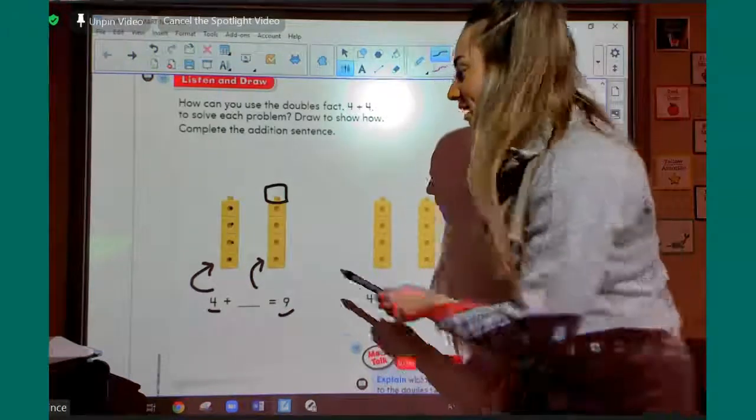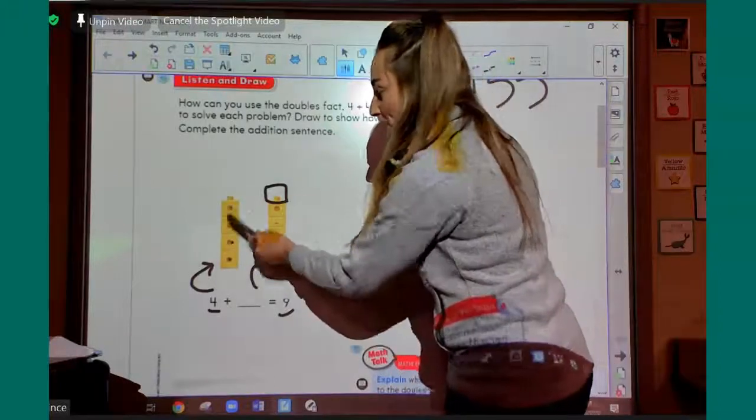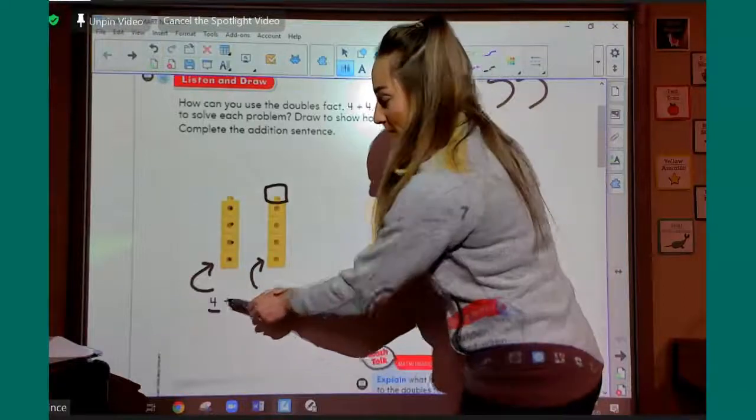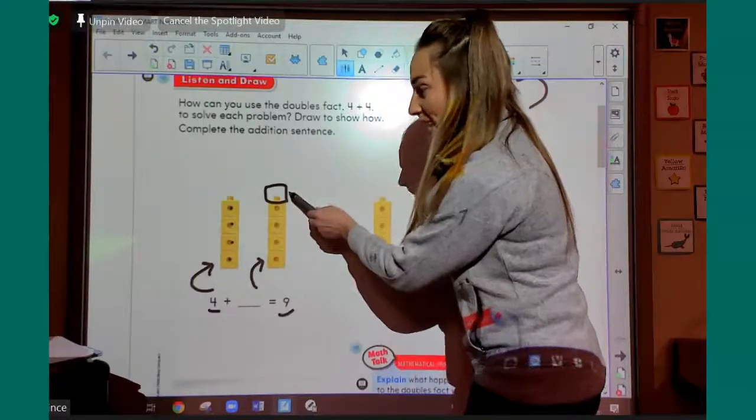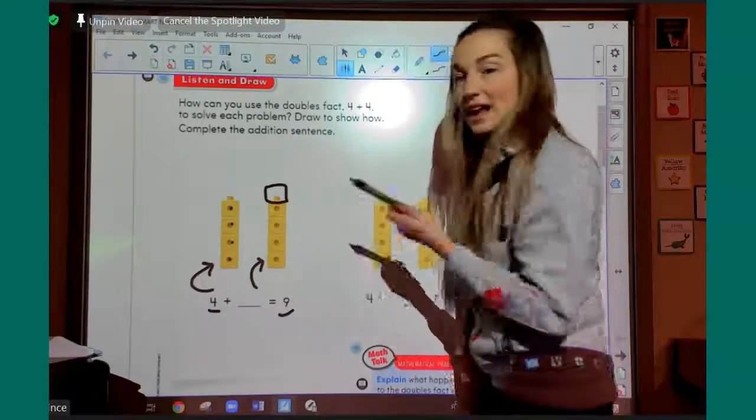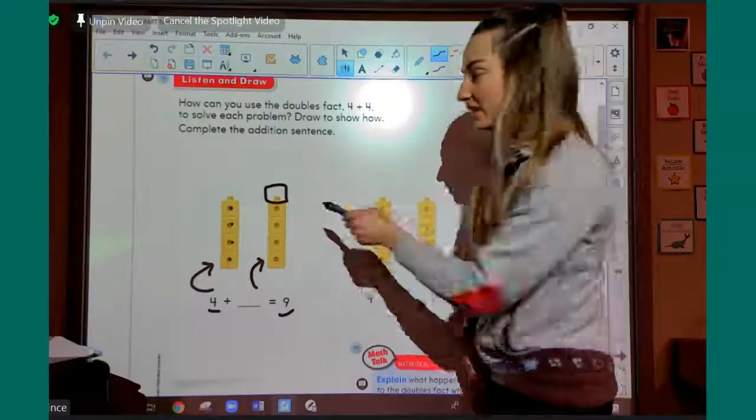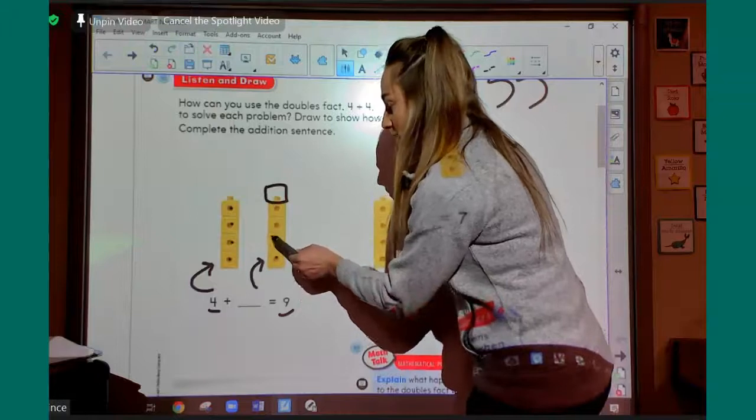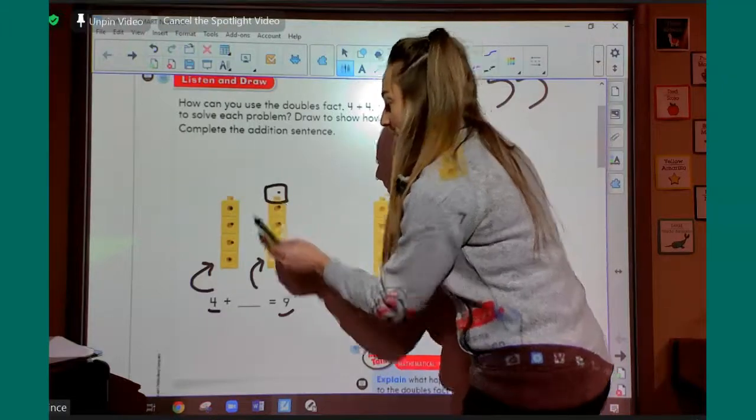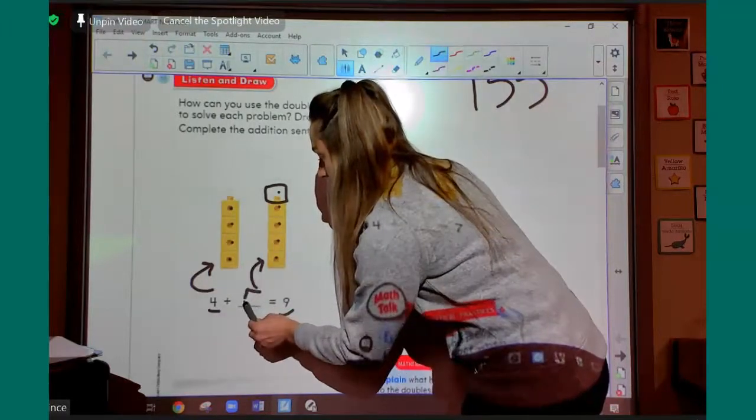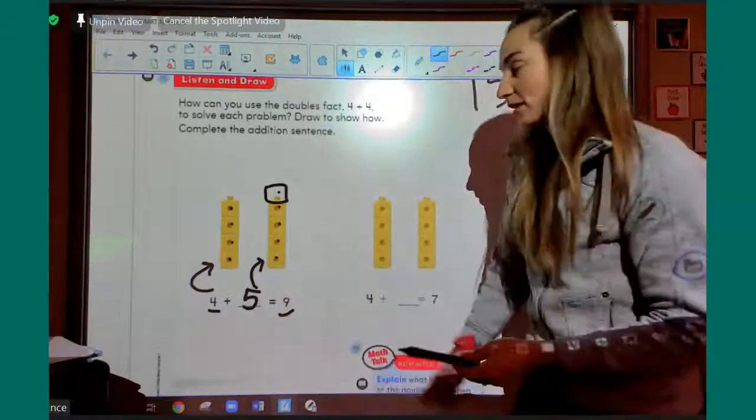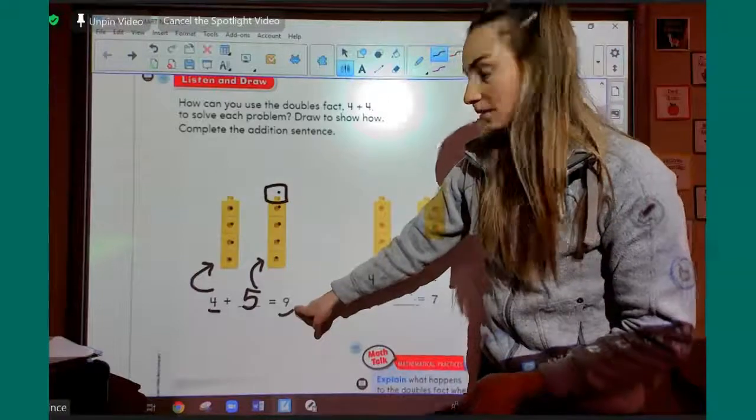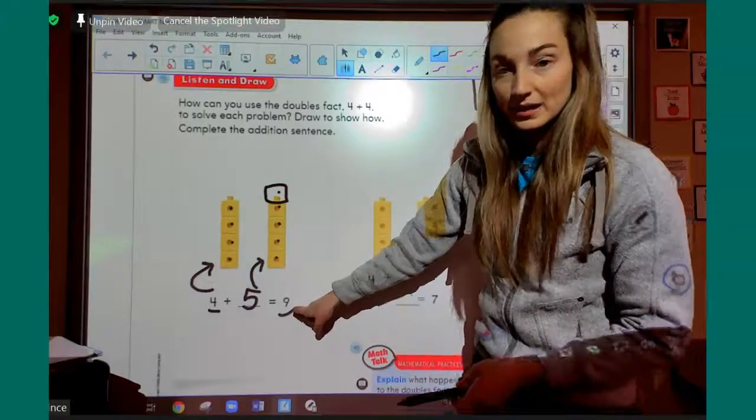5. Nice job. I had 4, but 4 plus 4 doesn't equal 9. This one we're going to keep 4, but here we want to add 1 more because if we're at 8 and we want to get to 9, we need to add 1 more. So we're going to put 1, 2, 3, 4, 5 right here. So we have our doubles plus our 1 to equal our 9 here.